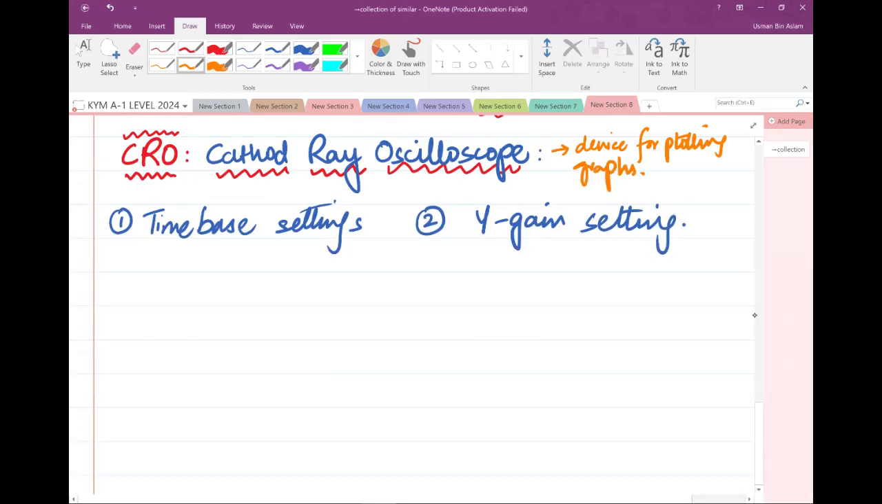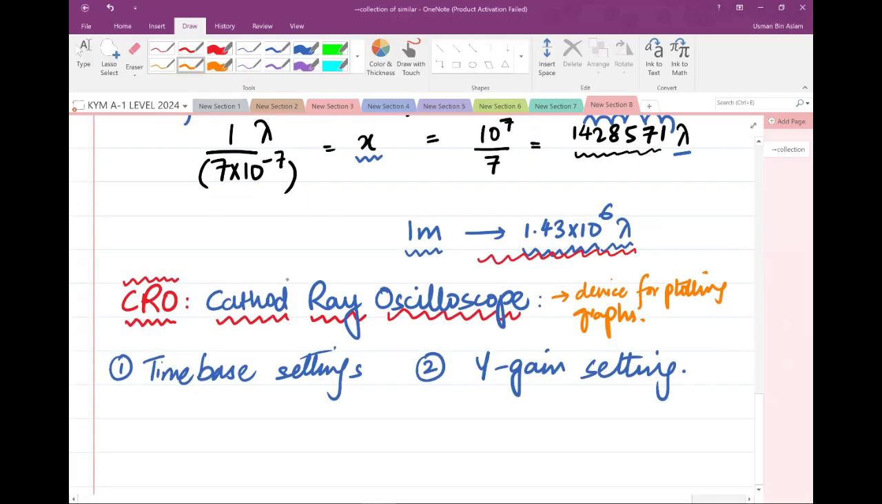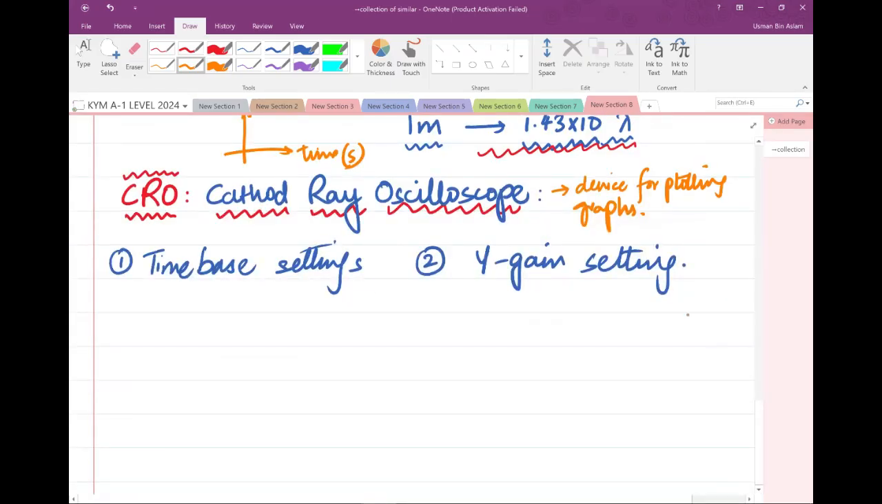An oscilloscope will always plot a graph of voltage on the y-axis and time on the x-axis. Where does this voltage come from? It's actually an electrical signal which may be generated by a sensor.